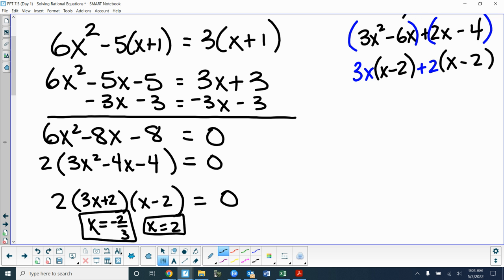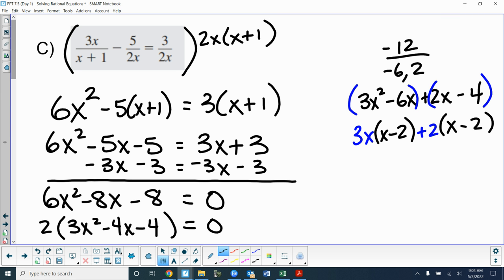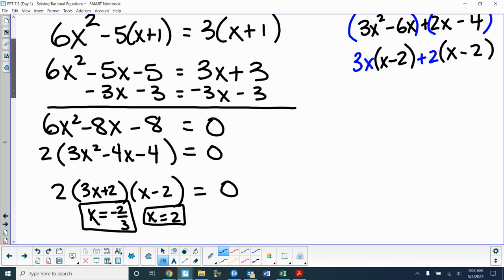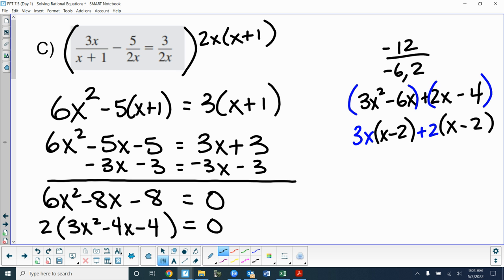Now, we got to check those. Can we say 2 equals 0? No. If that was a 2x, could I say it equals 0? Yeah. So since there's no variable with that, I don't need to worry about that, okay? That GCF. All right, going back to the original problem. Does 2 work? 2 plus 1 and 2 times 2, do you get 0? No, so that's a good answer. Negative 2/3. Is negative 2/3 plus 1 or 2 times negative 2/3 going to give me a 0? No. So those are both good answers. All right?